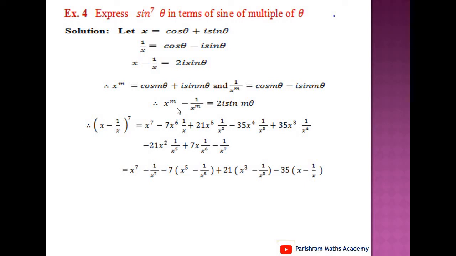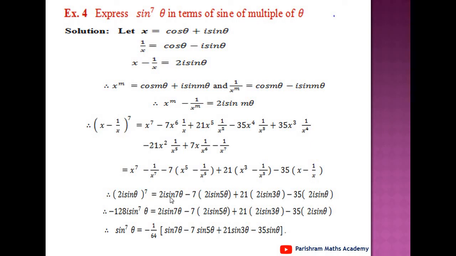Now, x raised to m minus 1 upon x raised to m is the same as 2i sin m theta. It means x raised to 7 minus 1 upon x raised to 7 is the same as 2i sin of 7 theta. Minus 7 into 2i sin of 5 theta plus 21 into the value of the bracket term, 2i sin of 3 theta, minus 35 into 2i sin theta.